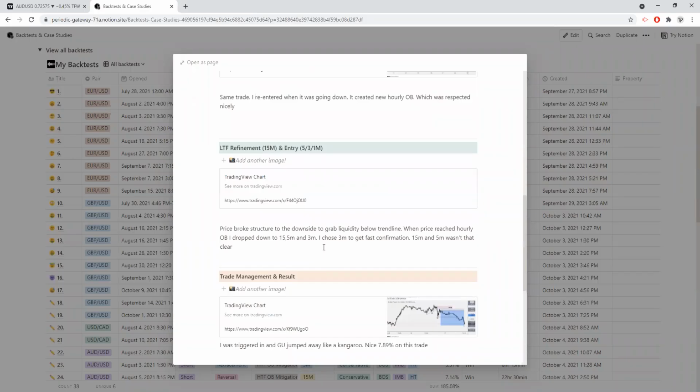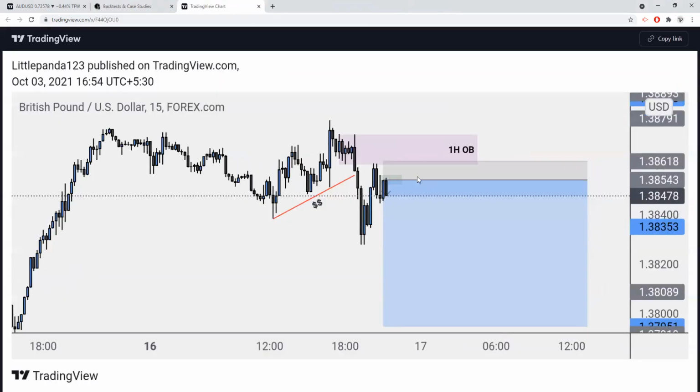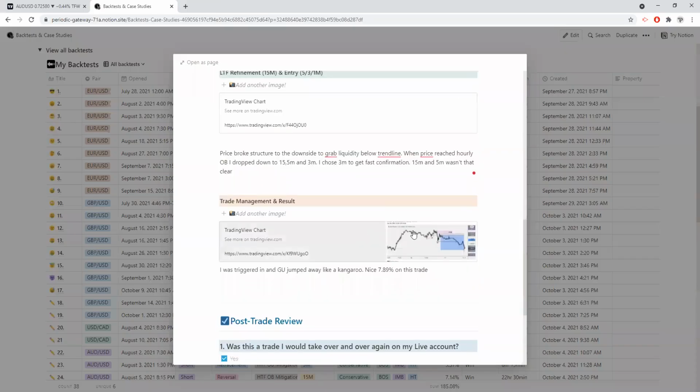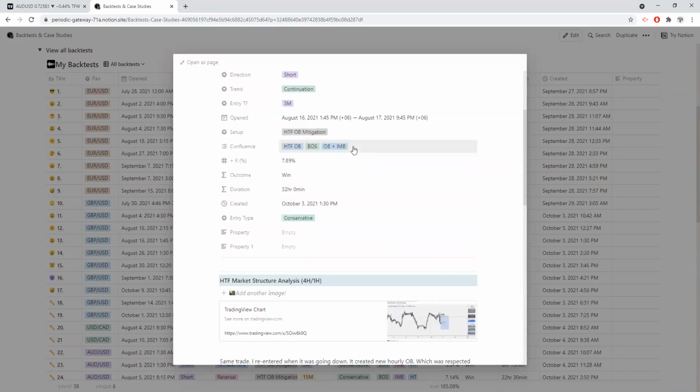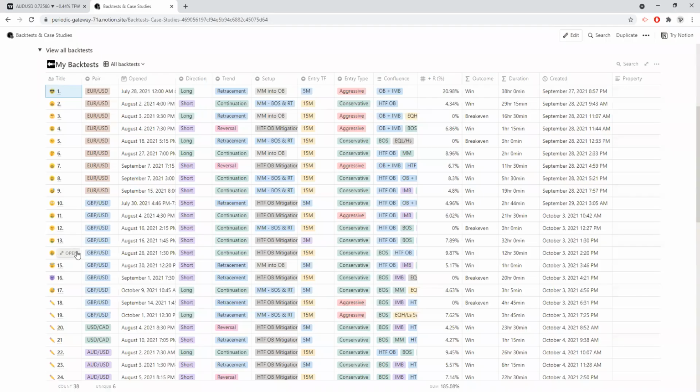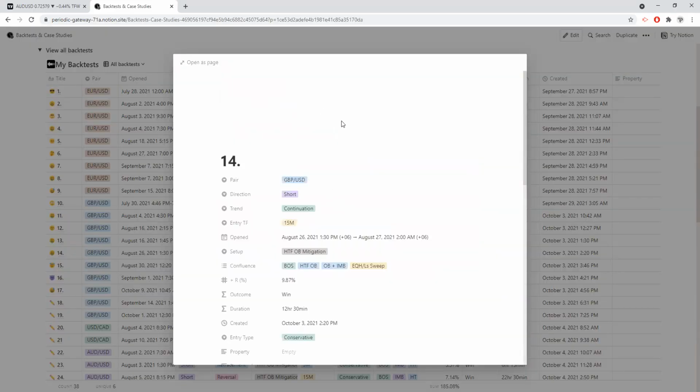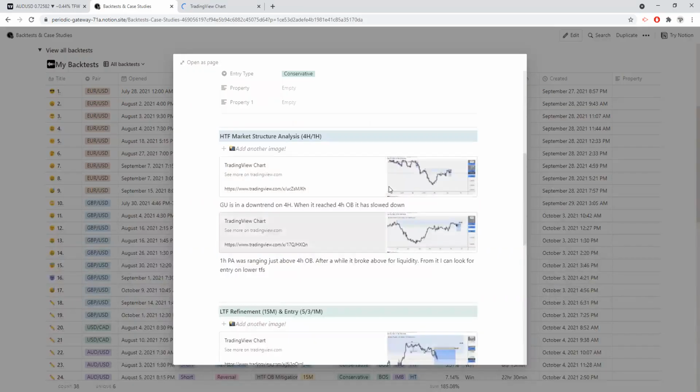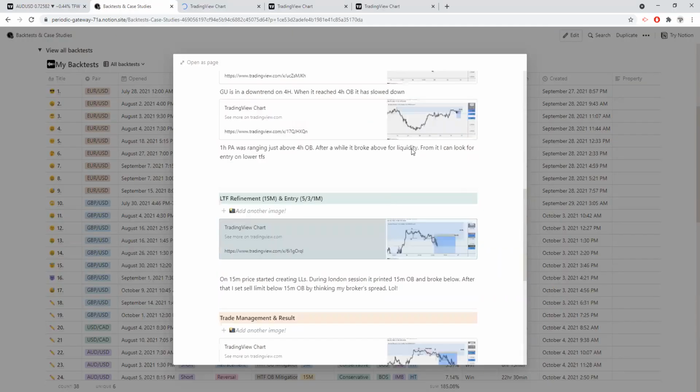Price broke structure, got liquidity, and price reached hourly OB. I dropped to 15 minutes, 5 and 3. Okay. Well, brother, I am lacking the 3 minutes. If I saw the 3 minute right there, I totally agree. Yes, because on the 3 minute, you have the shift and you have the break there. So yeah. Okay. I was throwing some critiques because again, based on the 15 minutes, you should have chosen the upper one, but if you drop to lower time frame, that's fine.